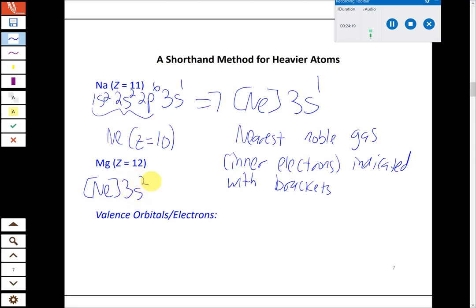All right. So there's two reasons for writing configurations like this. One is that it is a time saver, because we don't have to go through every single subshell, especially if we get to atomic numbers in the 50s and 70s and so on.